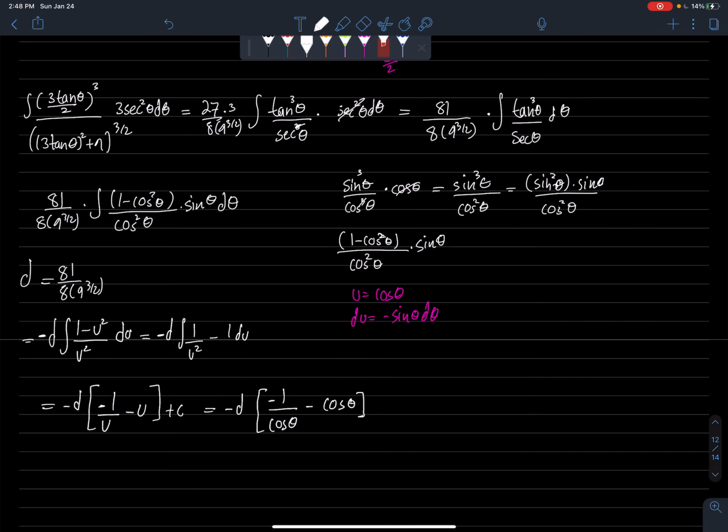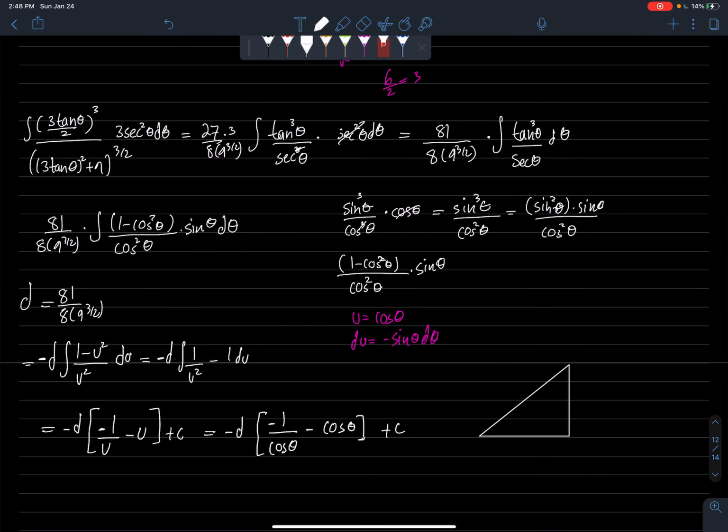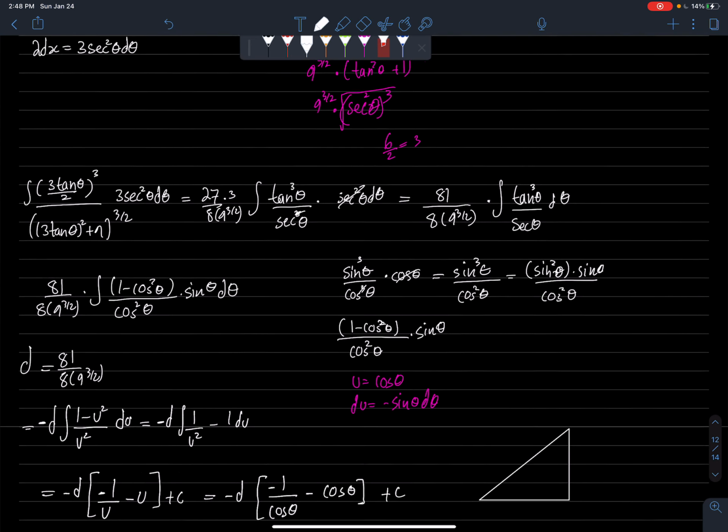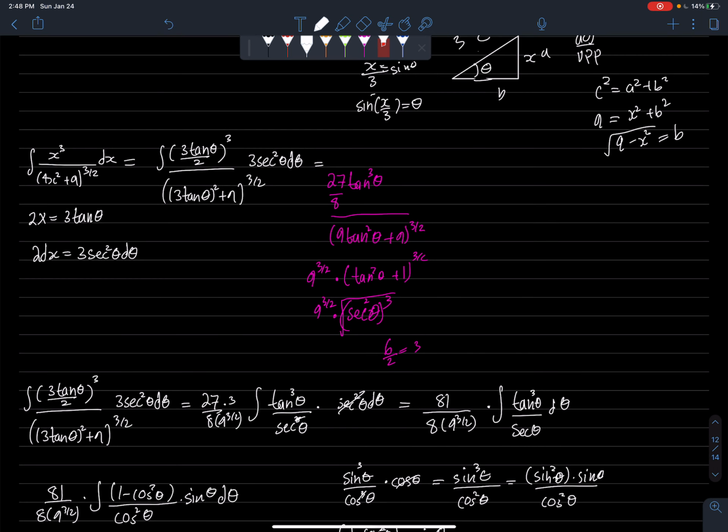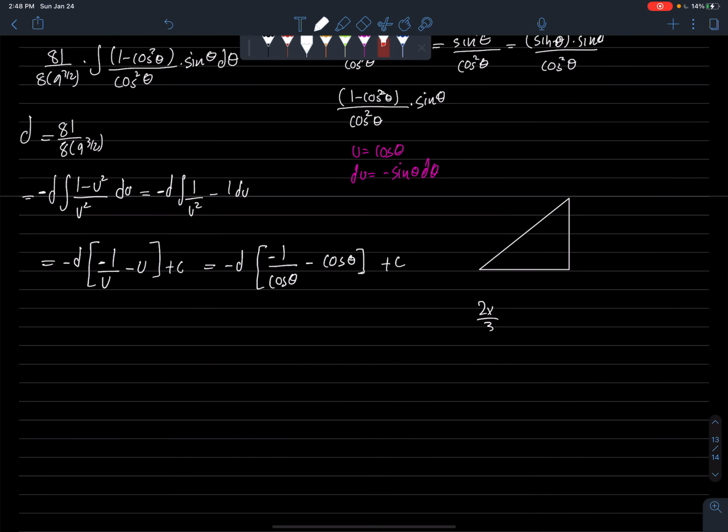And now we gotta come up with the triangle. So our original x was what? We had 2x over 3 is equal to tan theta. Let's say this is theta. Tan is opposite over adjacent. So this is 2x. This is 3. So the hypotenuse would be root of 9 plus 4x squared. You see? So now we have negative D, negative 1.